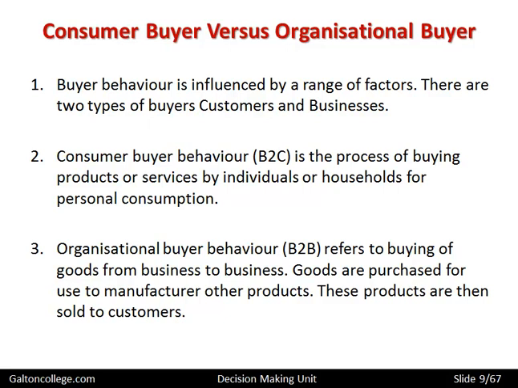Organizational buyer behavior, B to B, business to business. This refers to buying of goods and services from business to business. Goods are purchased for use to manufacture other products. Generally speaking, companies don't buy raw materials just for the sake of having the raw materials. They buy the raw materials so that they can be processed into products which can be sold. So the products are ultimately sold to the customers.